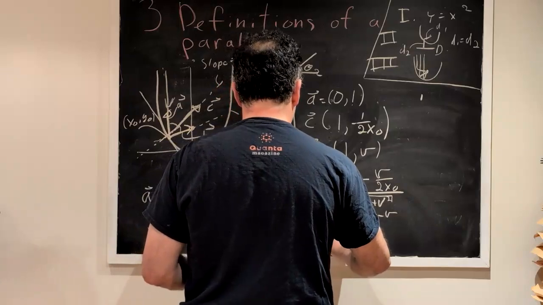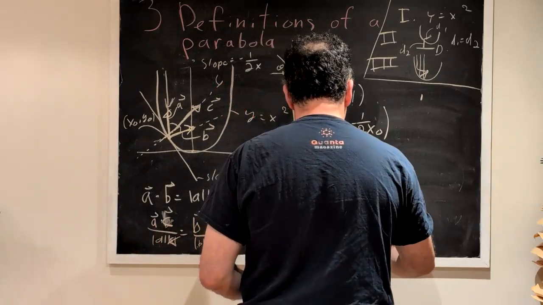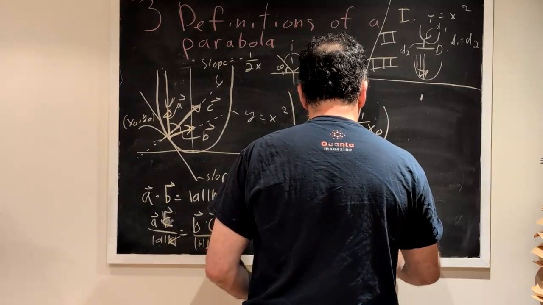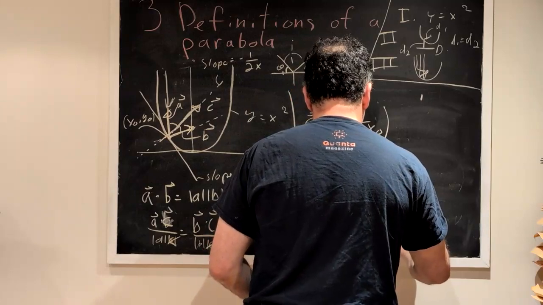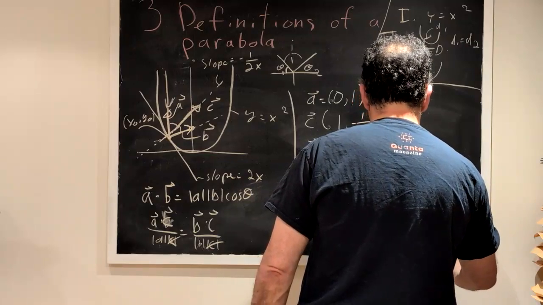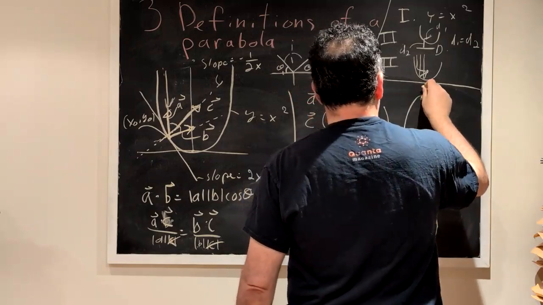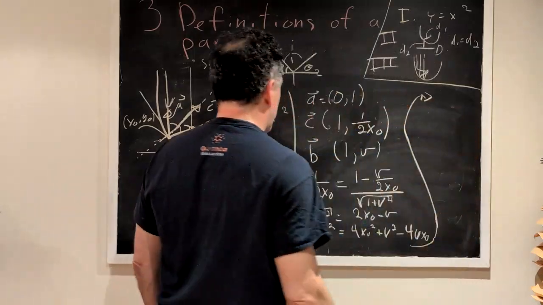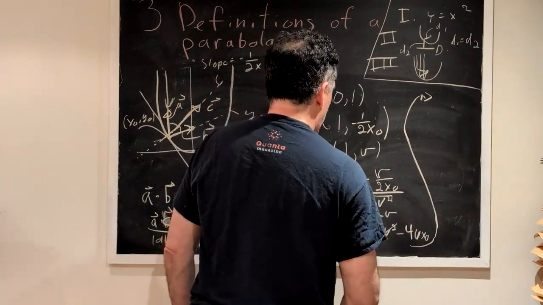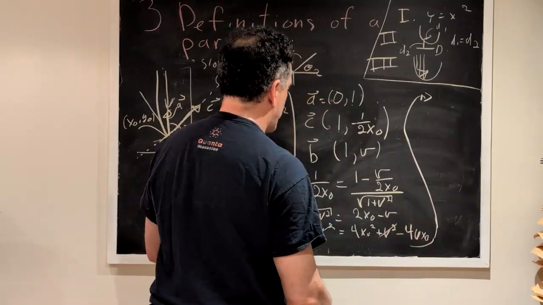1 plus v squared is equal to 4x0 squared plus v squared minus 4vx0. And then we can go back here and see that the v squared terms will cancel out. And now we have something that's linear in v, so we can isolate v pretty easily.